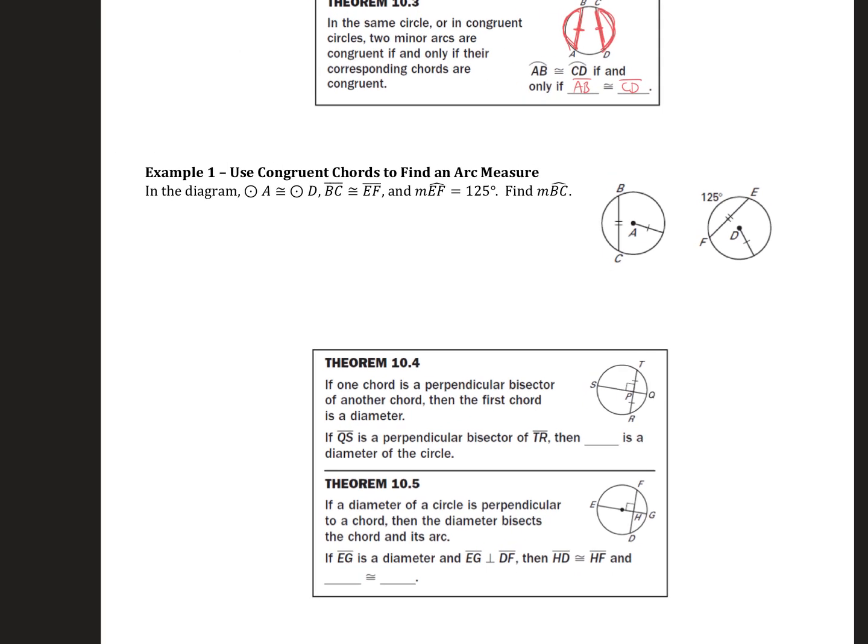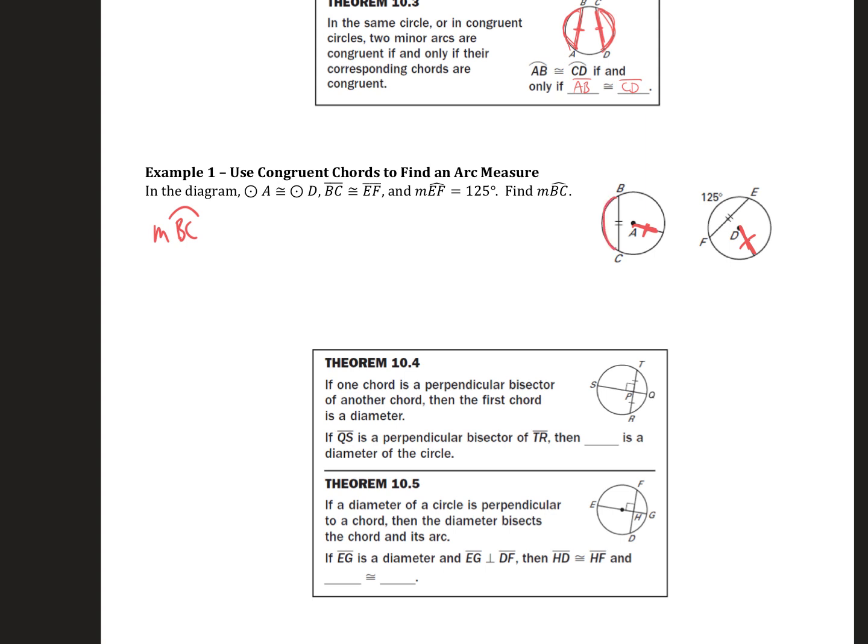So we know that these circles are congruent because these radii are the same. Congruent circles have the same radius length. What do we know here? We're looking for the measure of arc BC, which is right here, okay?